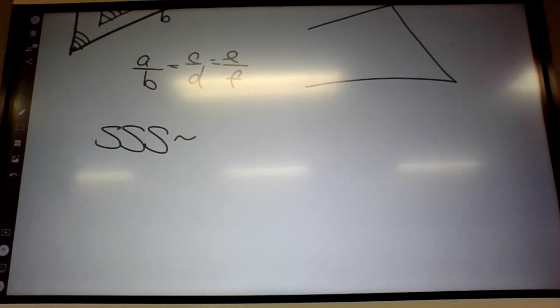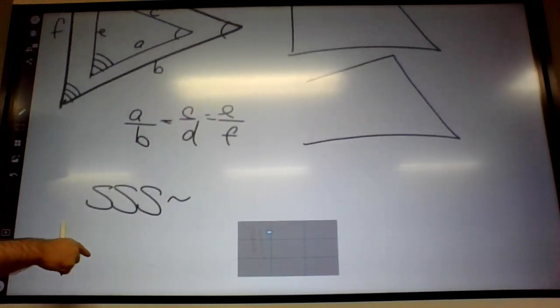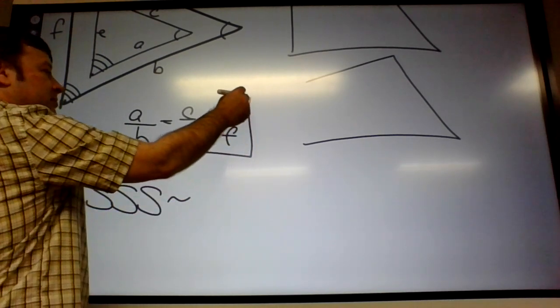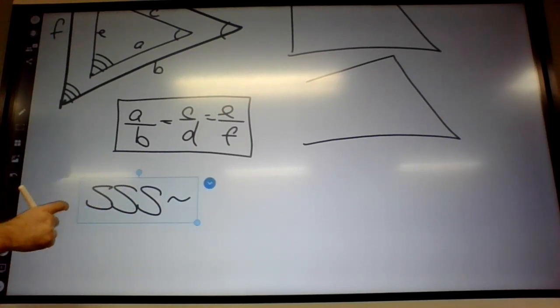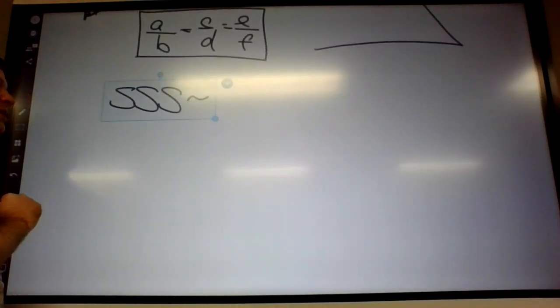You guys remember side-side-side when we did congruent triangles? If all the sides are congruent, the triangles are congruent. For similarity, it's not all sides are congruent. It means all their ratios are equal. Side-side-side doesn't mean all three pairs of sides are congruent. It means the ratio of all three pairs of sides is equal. So if you just show that, you don't even have to worry about the angles. If you just show all three sides are proportional, then you're good to go.